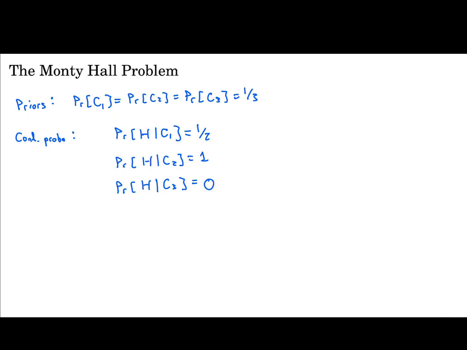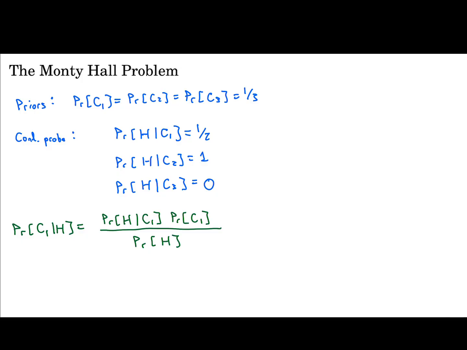And so now with this, we are interested in computing the probability that the car is in door 1, given that the host opened door 3. And so we saw this is going to be the probability that the host opens door 3 with the goat, given that the car is in door 1, times the probability of the car being in door 1, divided by the probability of the host opening the door.